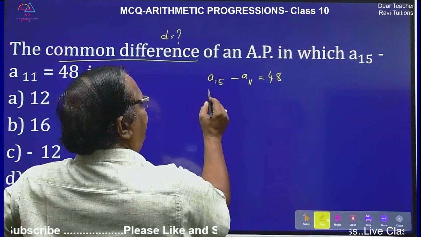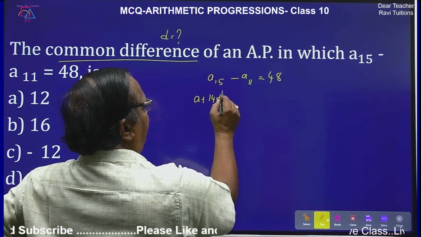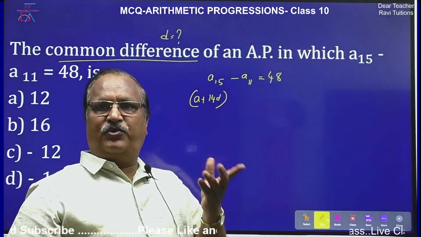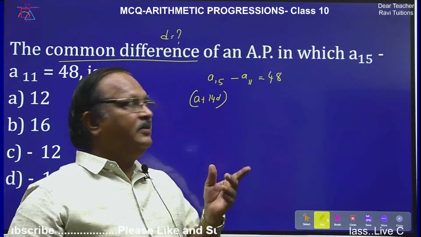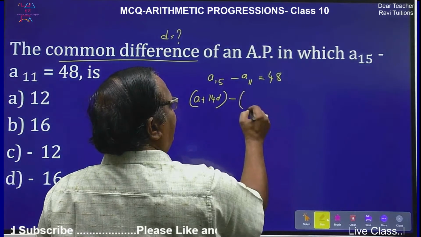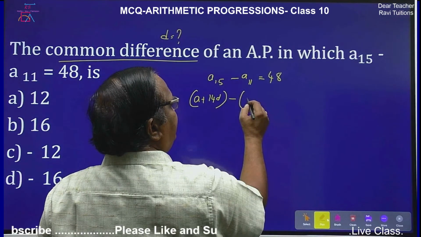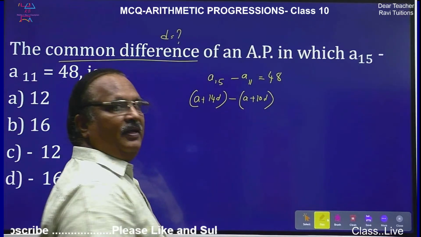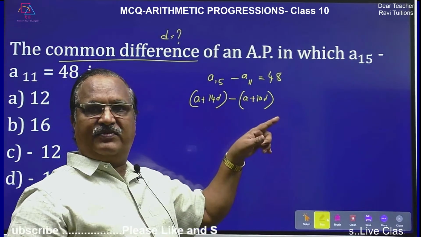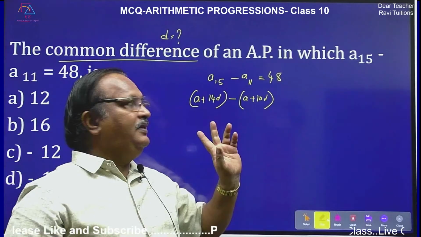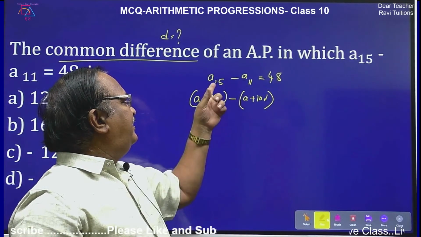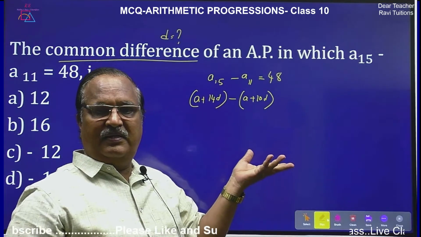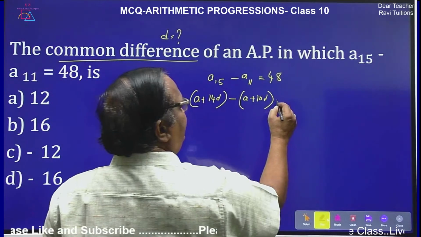So I'll directly write 15. A15 means A plus 14D. This is A15, 15 less 1, 14. So A plus 14D. And A11 means how much? A plus 10D. 11 means n minus 1. N is 11, n minus 1 is 11 minus 1, 10. So one less. This is 15, one less means n minus 1. So then it is equal to 48.